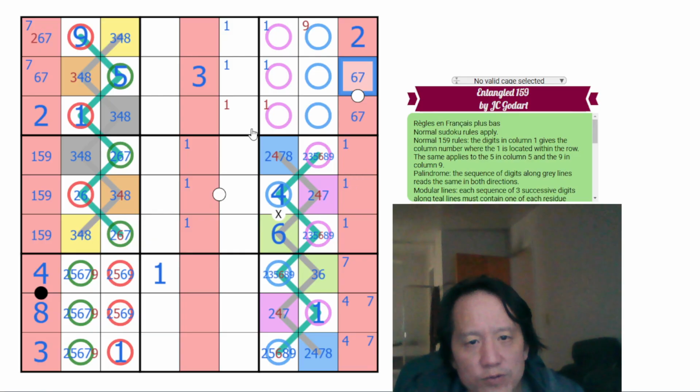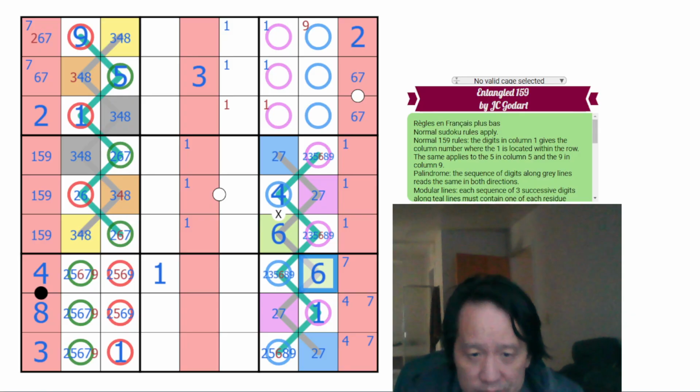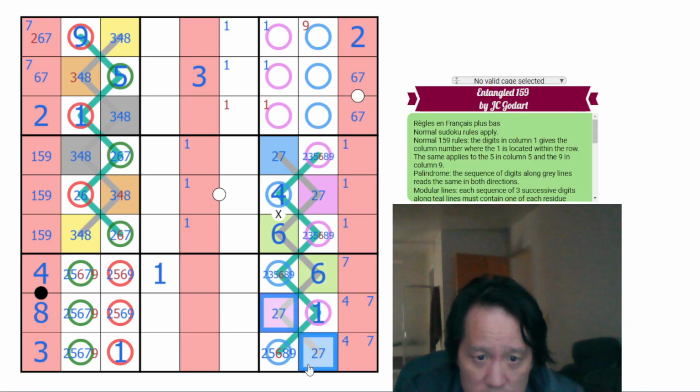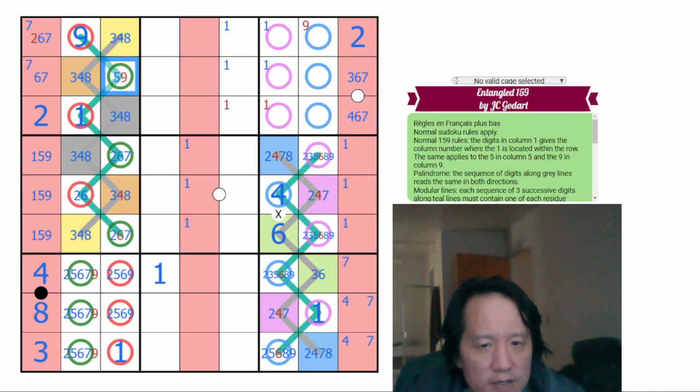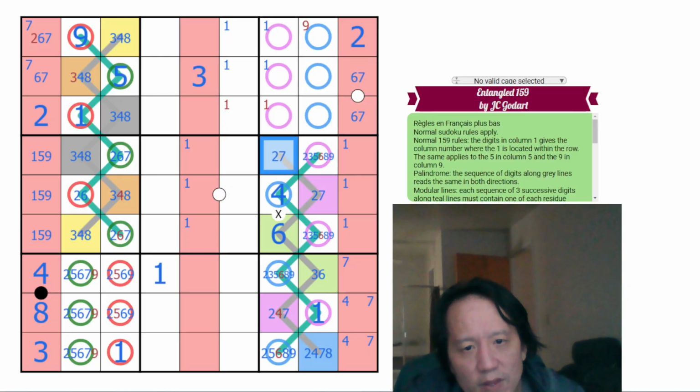No 4, no 3. This can't be 9. This can't be 4. This becomes 2 and 7. This is 2 and 7. And this is 6, right? So this is 2, 6, and 7. There cannot... Oh, well, one thing I'm missing. Oh, that's not true. Okay.